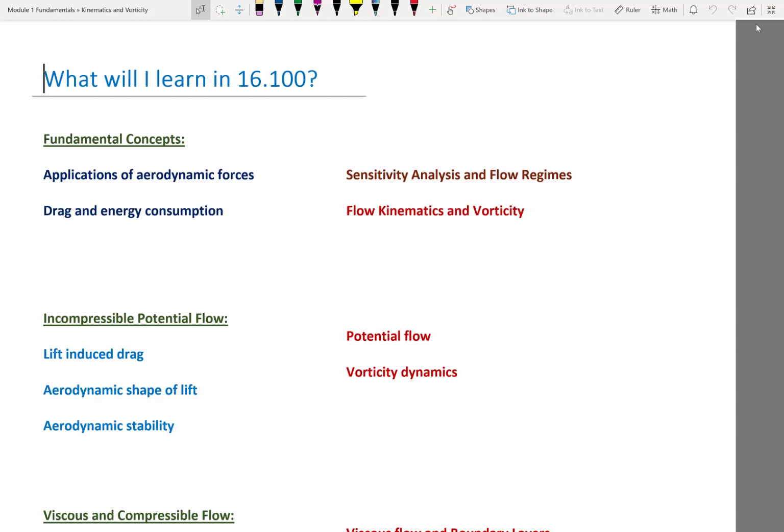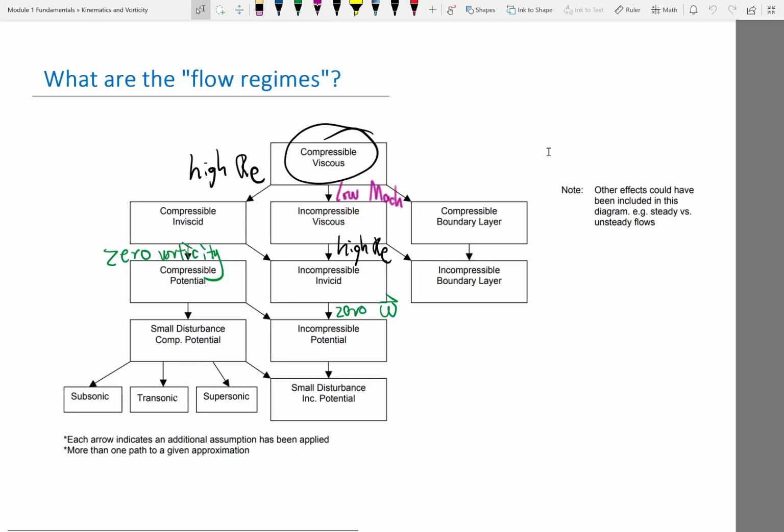So potential flow means high Reynolds number, but also a lack of vorticity, right? So that is what we are going to be looking at next, is what is vorticity and exactly what defines a potential flow, even in the context of high Reynolds number. And that is really the chart we went through last.